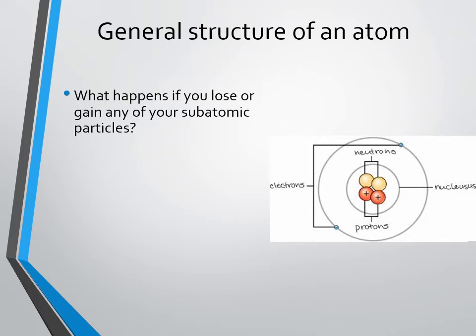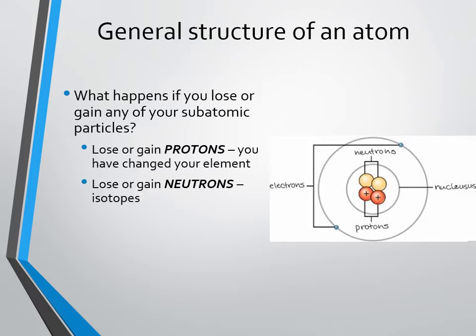So what happens if you lose or gain any of your subatomic particles? If you lose or gain protons, you have changed your element. It is no longer carbon or oxygen, because remember we talked about the atomic number. If it gains or loses a proton, it changes your atomic number, which essentially changes your element. If you lose or gain neutrons, you get an isotope that will change your atomic mass.